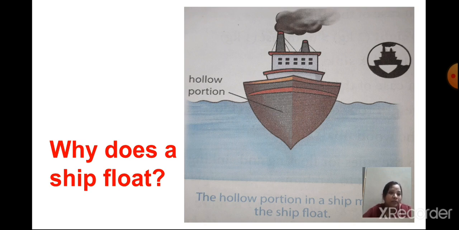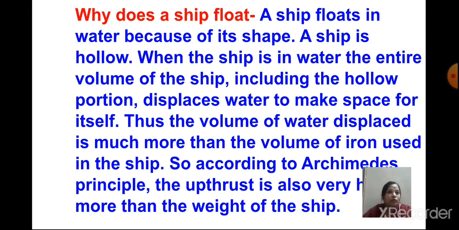Now, according to Archimedes principle, when the upthrust is more than the weight of an object, the object floats in water. Children, so a ship floats in water because of its shape. A ship is hollow as we saw in the picture, and the entire portion of the ship, including the hollow portion, displaces water to make place for itself. As the ship is very huge, the volume of water displaced is much more than the volume of iron used to make the ship. So, according to Archimedes principle, the upthrust is also very high, more than the weight of the ship. That's why the ship floats in water.